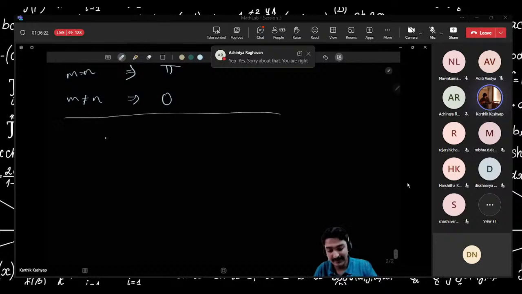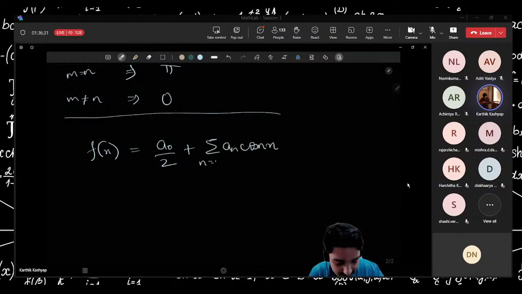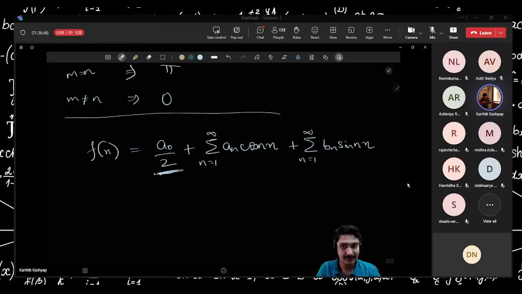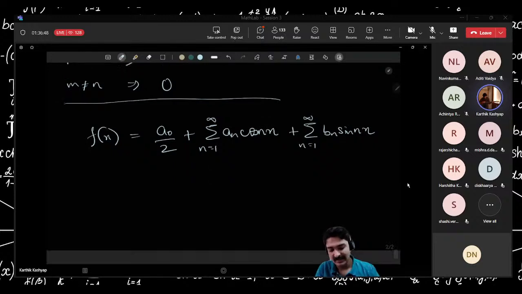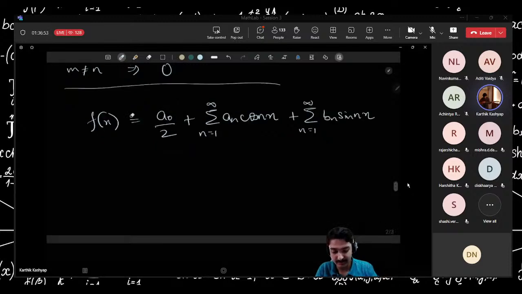Let's start with how we define the Fourier series. We saw that it is defined as a0 by 2 plus the sum of an cos nx from n equal to 1 to infinity plus the sum of bn sin nx from n equal to 1 to infinity. So this is how we define the Fourier series. By the way, we have a0 by 2 over here. Just remember this. We are adding this for convenience. We will get to why we are adding it later. But anyway, it is a constant. It doesn't matter if we divide by 2 or not. For now, let's keep it as by 2.